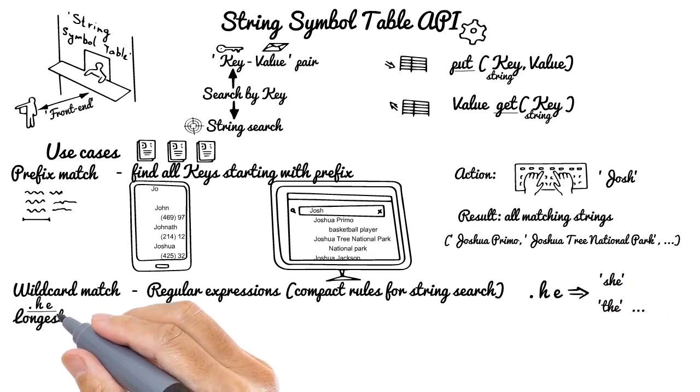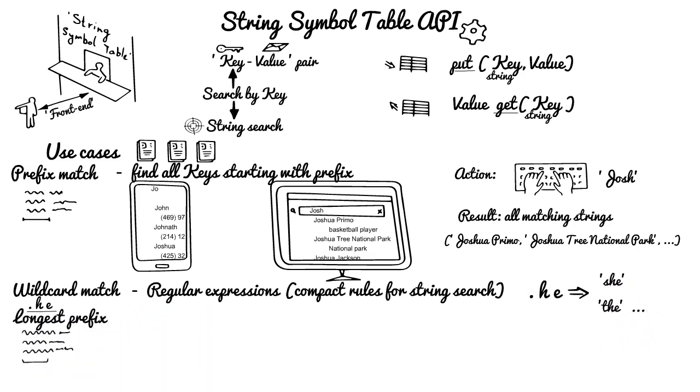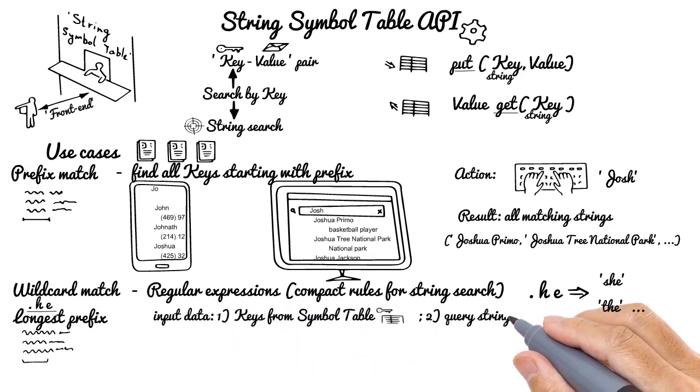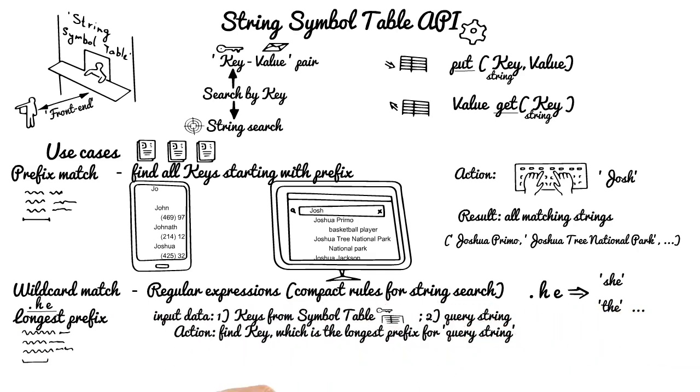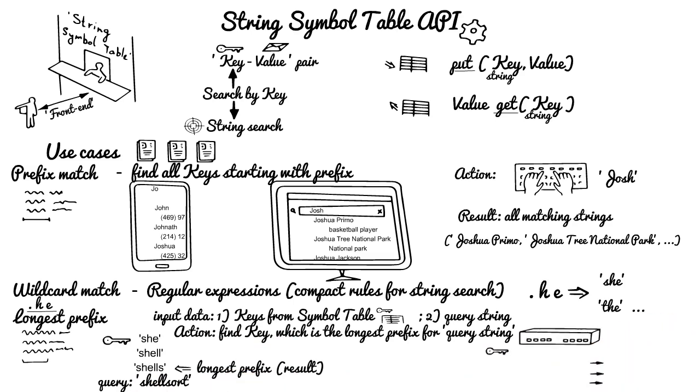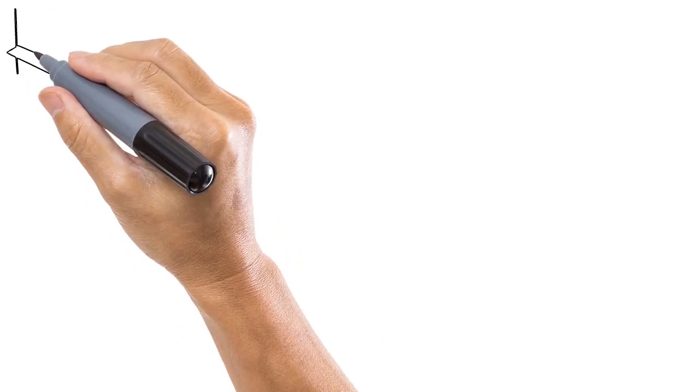Longest prefix. Find the longest key in a symbol table that is a prefix of the query string. For example, for the word shellsort, shells is the longest prefix among a few, like she, shell, shells. Another example, to send a packet toward a destination IP address, the router chooses the IP address in a routing table that is the longest prefix match. An additional use case is efficient spell checking, and it brings the task to design a data structure for such checking.